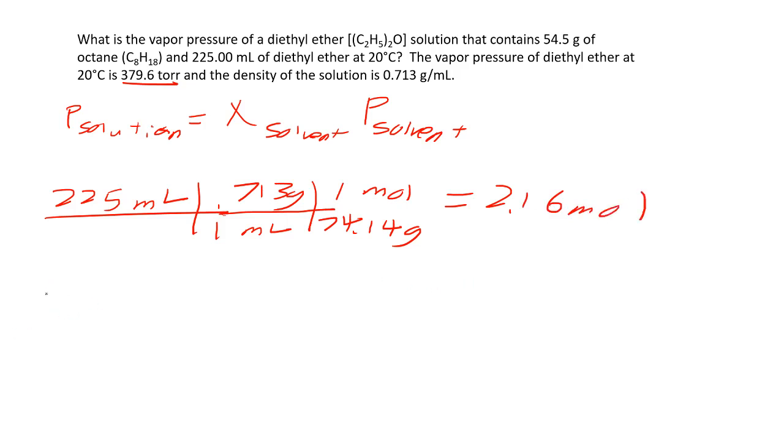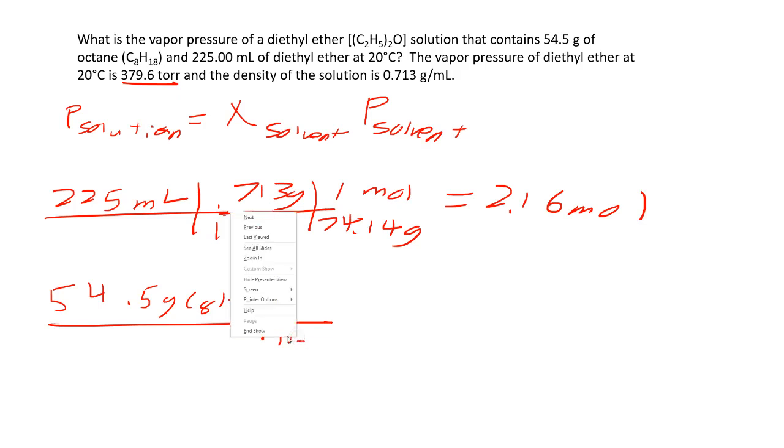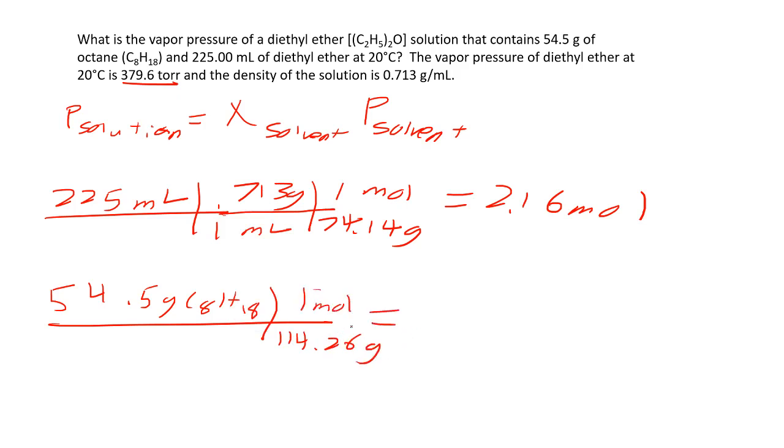We can then do a similar conversion with the mass of octane that's dissolved. That's 54.5 grams of C8H18. When we convert that over, we're going to find it has a molar mass of 114.26 grams is 1 mole. We divide those two by each other. The grams cancel. We're left with moles, and we have 0.477 moles.